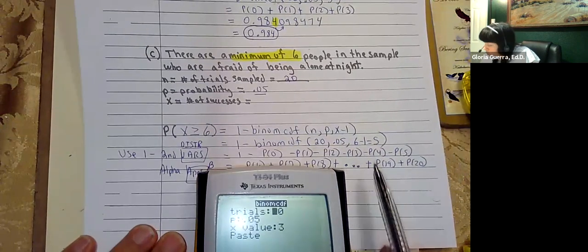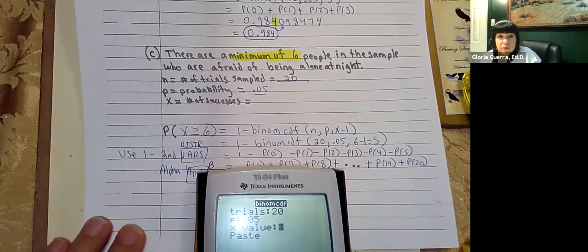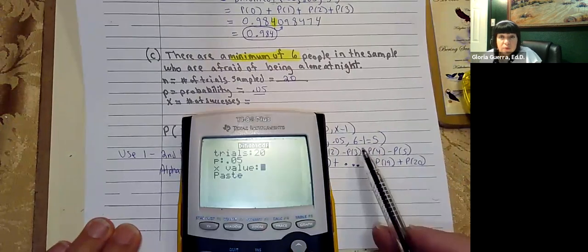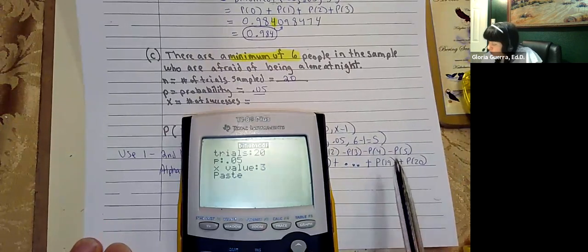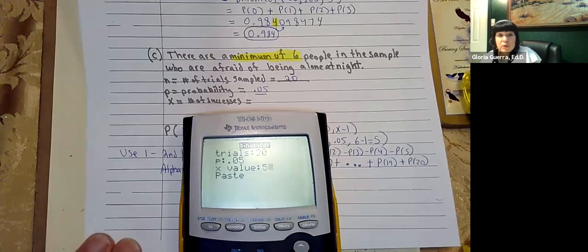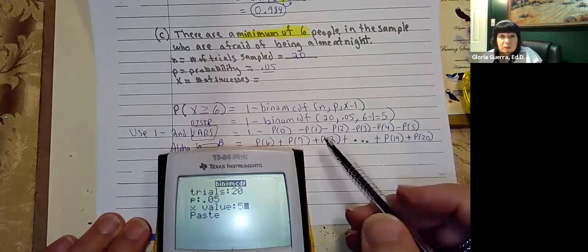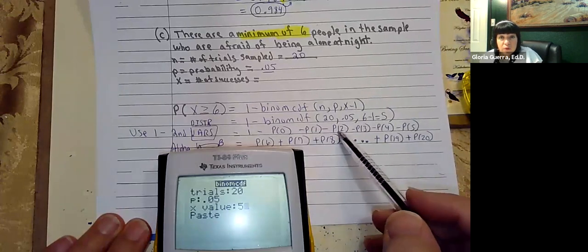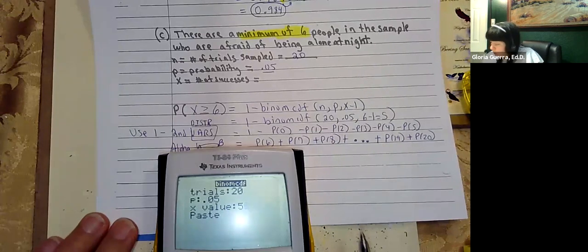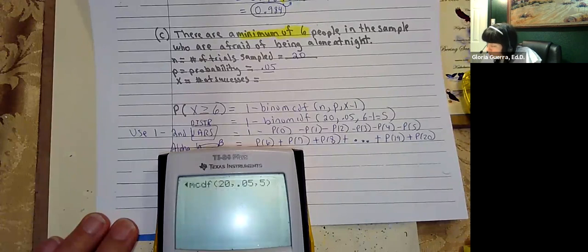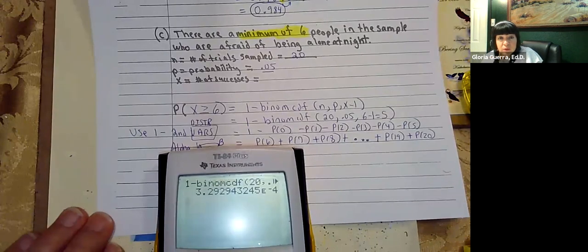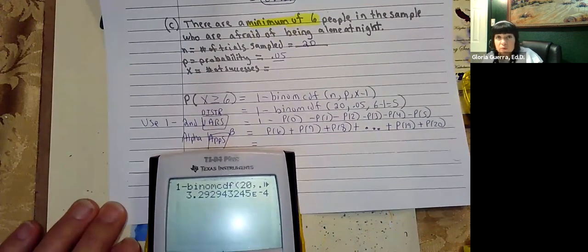probably still 0.05. But now your x value here, remember 6 minus 1 was 5. So you want to put 5 in here, okay? So you're doing 1 minus P of 0 all the way to P of 5, okay? And then enter, double check that, enter. And this is a really small number.